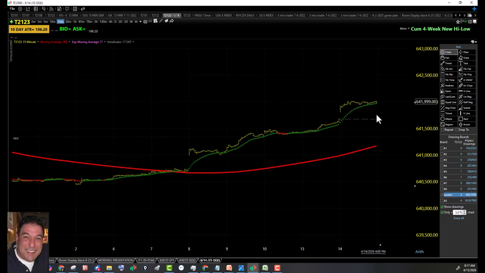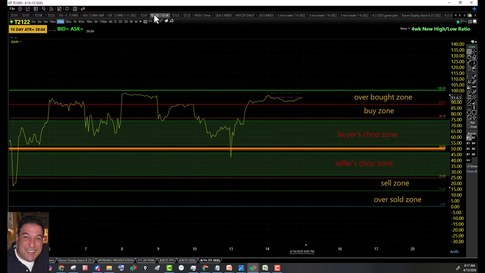The bulls are in town until they're not, okay? We may get a pullback today. We'll see how far it pulls back, but we may get a pullback as we're in the overbought zone earlier, all right, back here on T2122.